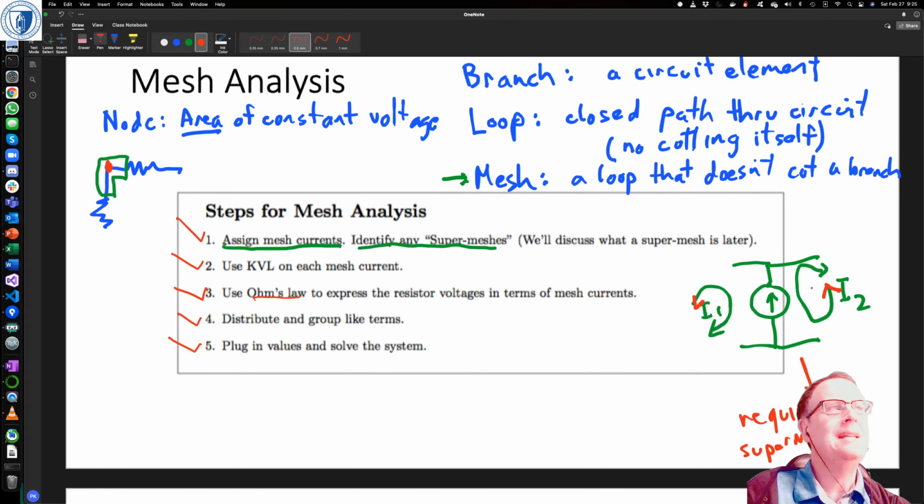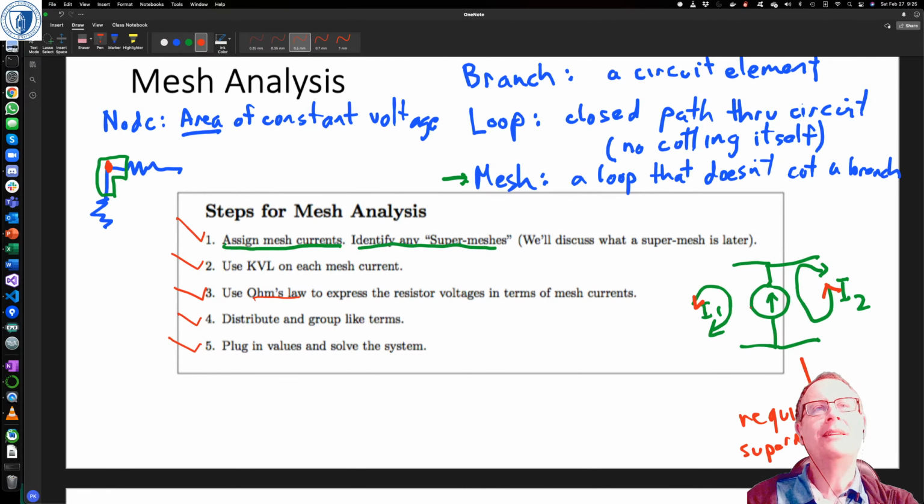And depending on the circuit, given that the current source is going that way, it might have been better for me to choose I1 going in the same direction and I2 going in the same direction. I just tend to make my mesh currents go clockwise most of the time. But that's just me. That's just a habit I've formed. It's not required.